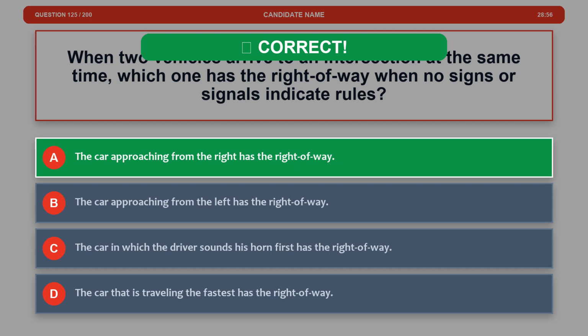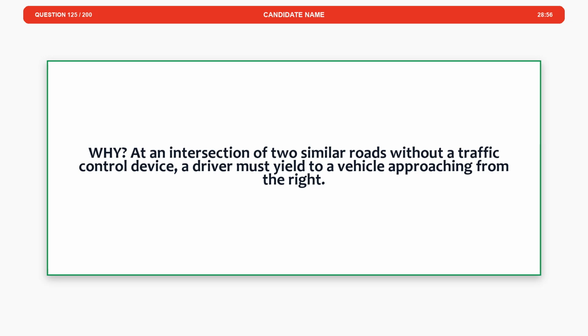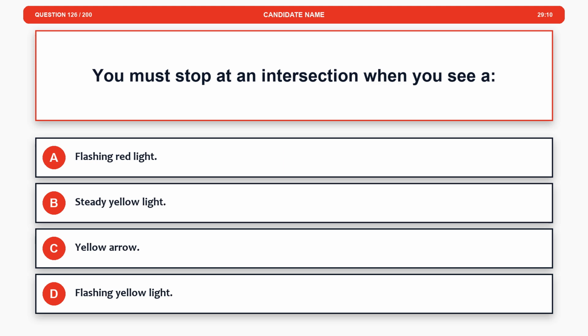The correct answer is option A. The car approaching from the right has the right of way. Explanation. At an intersection of two similar roads without a traffic control device, a driver must yield to a vehicle approaching from the right.